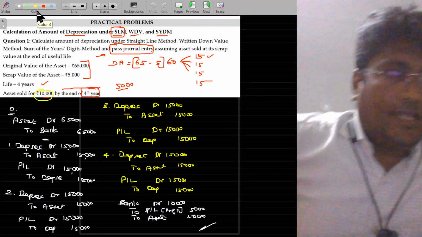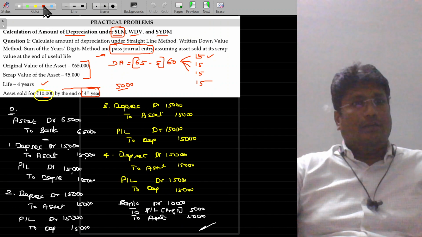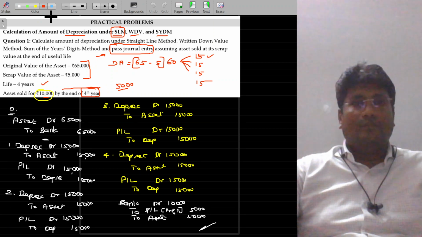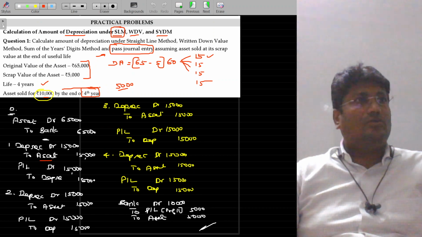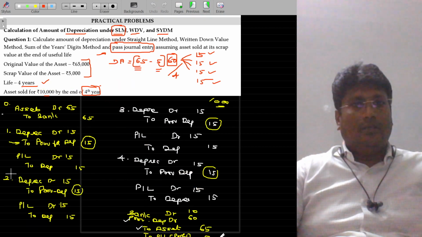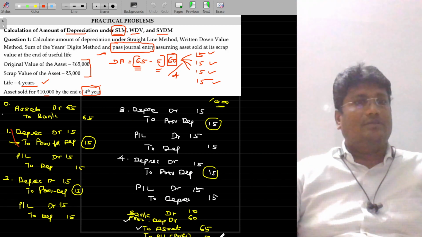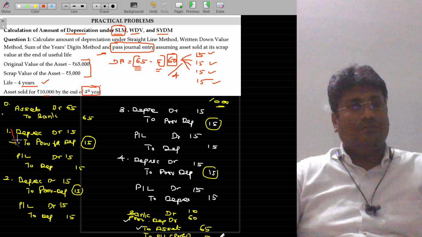In the previous class, we have seen the accounting of depreciation, where the depreciation could have been directly adjusted in the assets account. Depreciation is adjusted in the asset account, and then the depreciation is transferred to the P&L account. This is one model. In another model, depreciation is not adjusted in the asset, but it is going to be accumulated in a new account called provision for depreciation account.